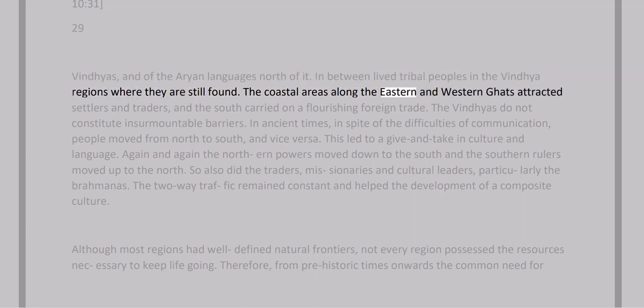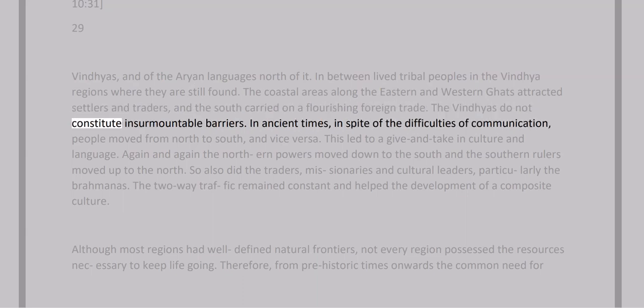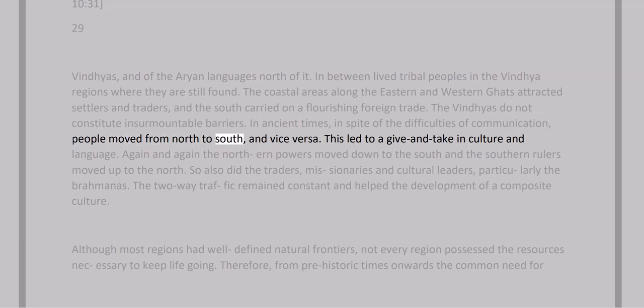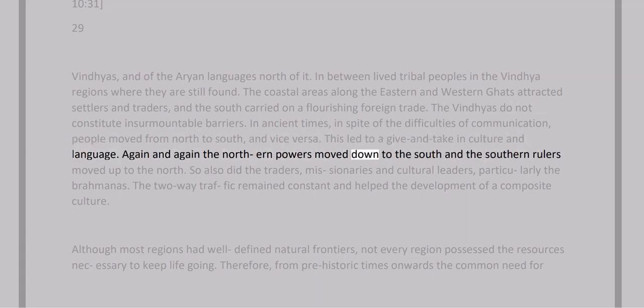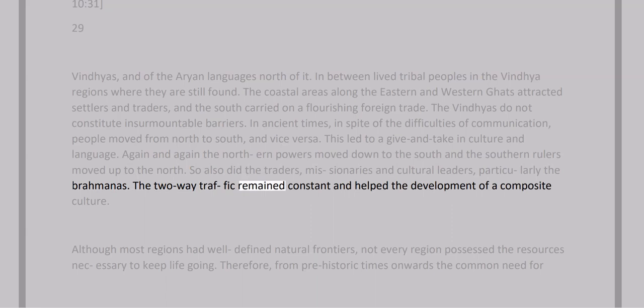The coastal areas along the eastern and western Ghats attracted settlers and traders, and the south carried on a flourishing foreign trade. The Vindhyas do not constitute insurmountable barriers. In ancient times, in spite of the difficulties of communication, people moved from north to south, and vice versa. This led to a give and take in culture and language. Again and again the northern powers moved down to the south, and the southern rulers moved up to the north. So also did the traders, missionaries and cultural leaders, particularly the Brahmanas. The two-way traffic remained constant, and helped the development of a composite culture.